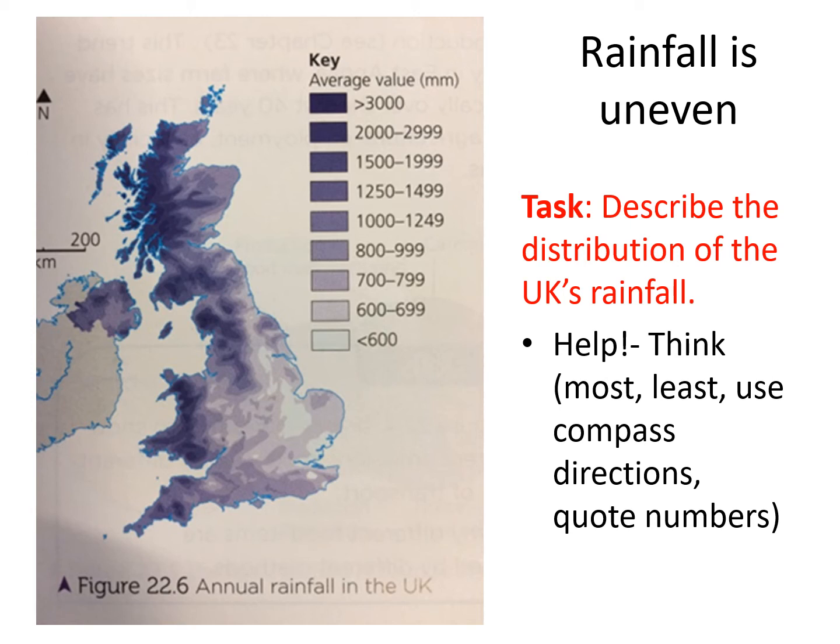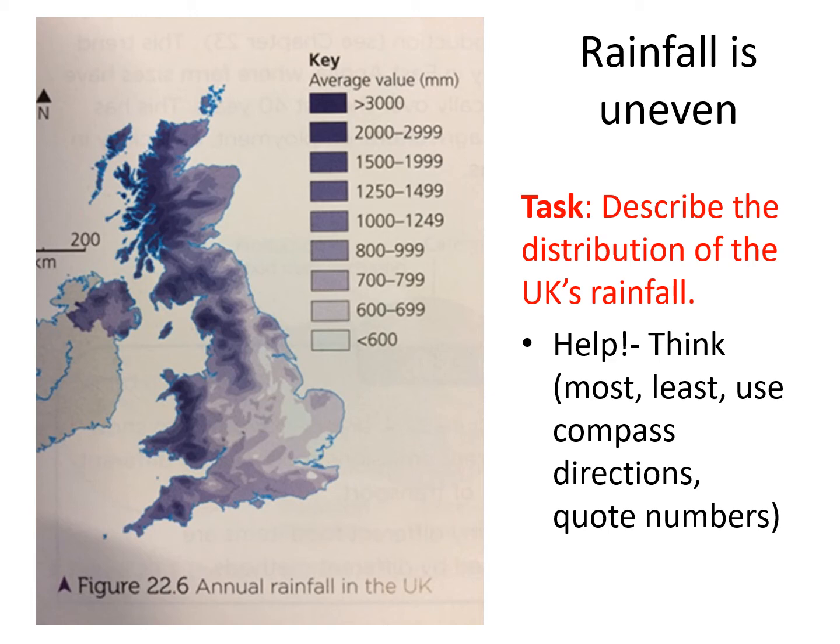I can't really show you without being able to point things out, but you could use place names. You could quote numbers from the key there. So I'd like you to describe the distribution of the UK's rain. Where is most rain falling? Where is the least rain falling? And then compare your answer with my answer on the next slide. You'll need to pause this now. Don't spend more than 2 minutes doing this task.